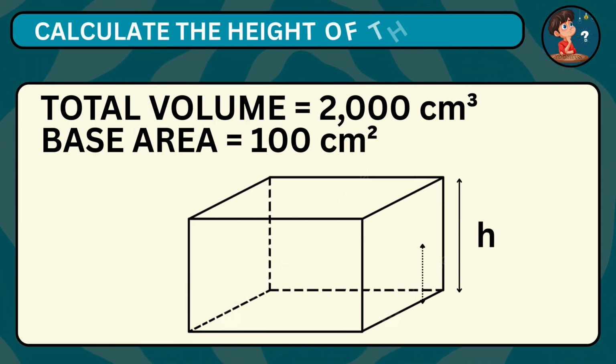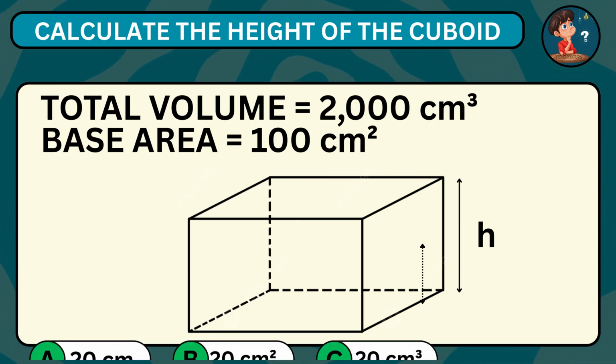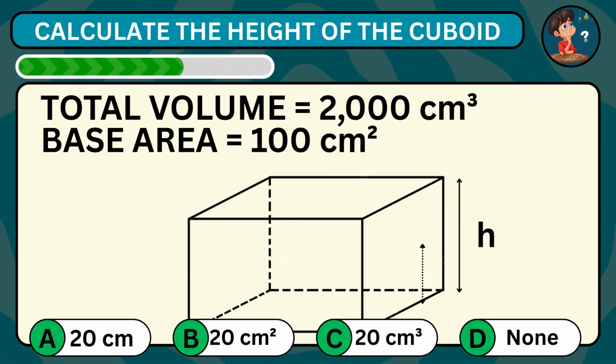Can you figure out the missing height of this cuboid? The total volume is 2,000 cubic centimeters, and the base area is 100 square centimeters.